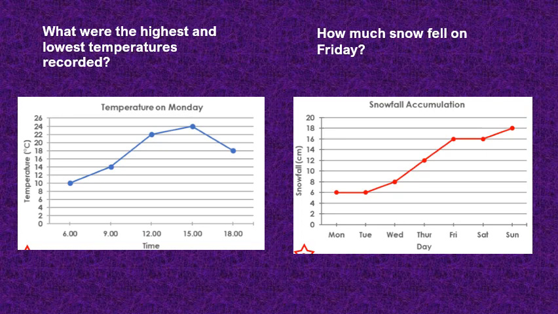So moving on to the graph on the right, which is information on snowfall accumulation. Again, along the vertical axis, you have snowfall measured in centimeters, and along the horizontal axis, you have got the days of the week. So the question is, how much snow fell on Friday?